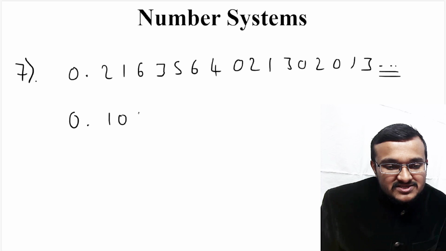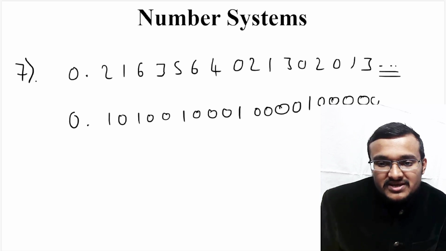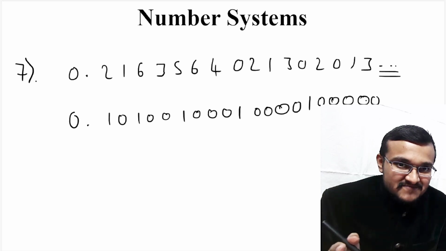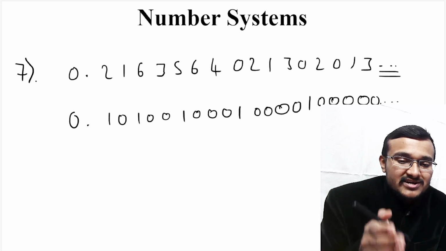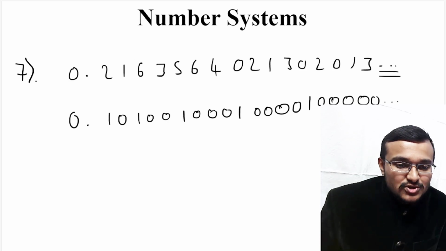So 0.101001000001000001000000. Here you can clearly see there is a pattern, but there is no repetition. Here you are not getting a terminating number, and also here you are not getting any recurring number after a point. So that's why this is also non-recurring and non-terminating.